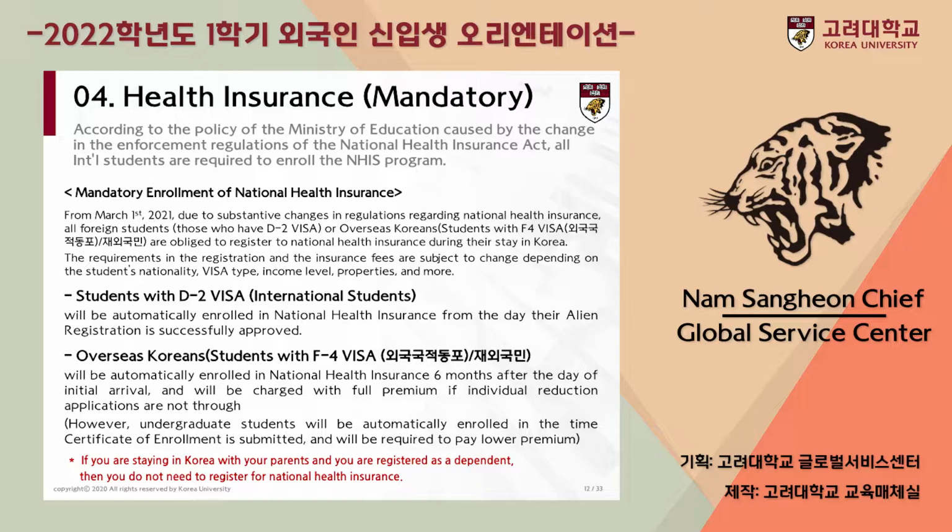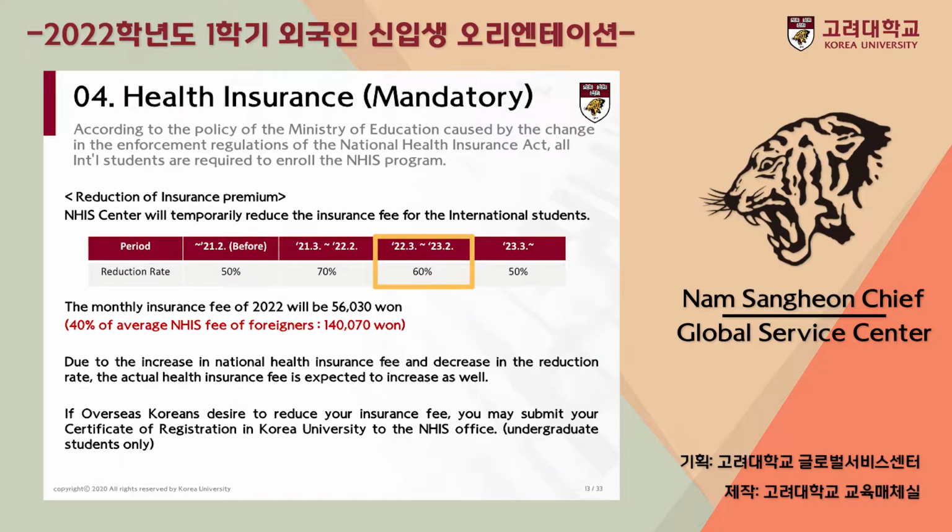According to the updated regulations of the National Health Insurance Act, all D2 visa holders are required to enroll in the National Health Insurance. Since the majority of you entered the country with a D2 visa, and this must be your first time, you will be automatically enrolled in the National Health Insurance from the date of alien registration. And you will have to pay the fees on a monthly basis. The fee will be around $50 a month.